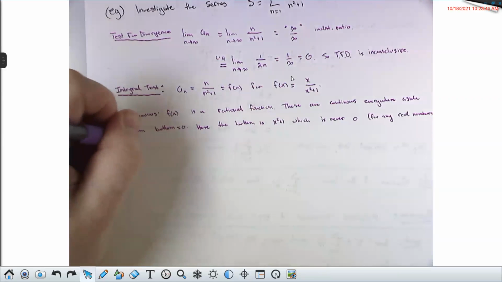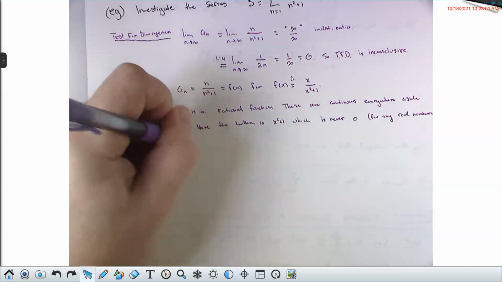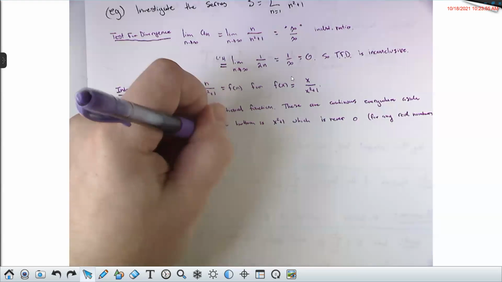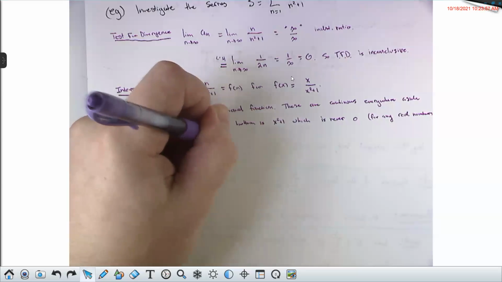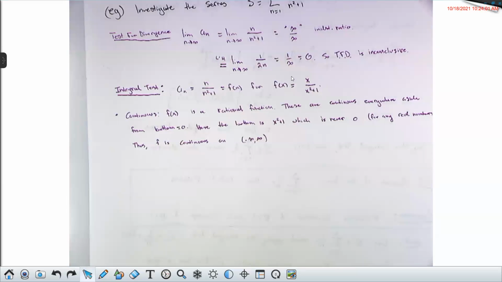Therefore, f is continuous on the whole real line, negative infinity to infinity. So not only is this function continuous from 1 to infinity, it's continuous everywhere.